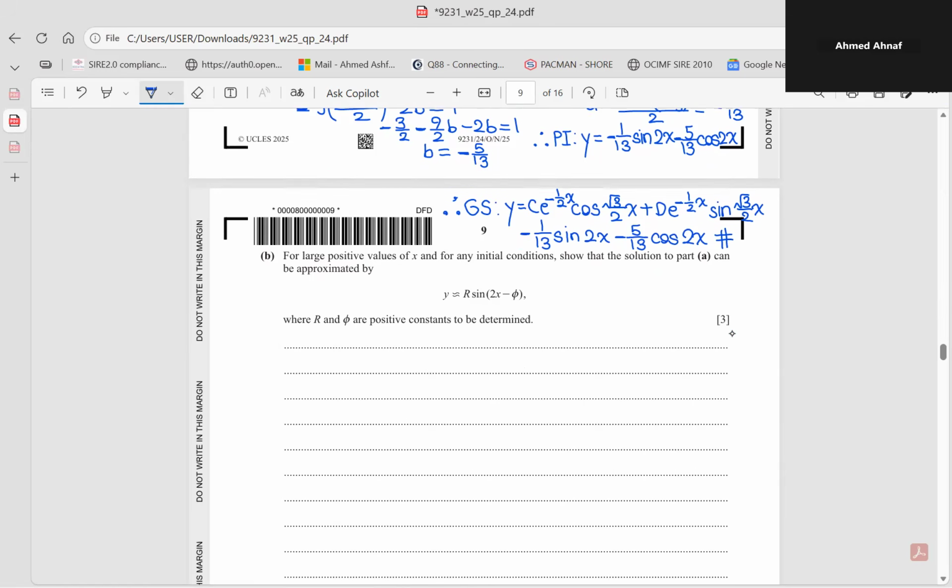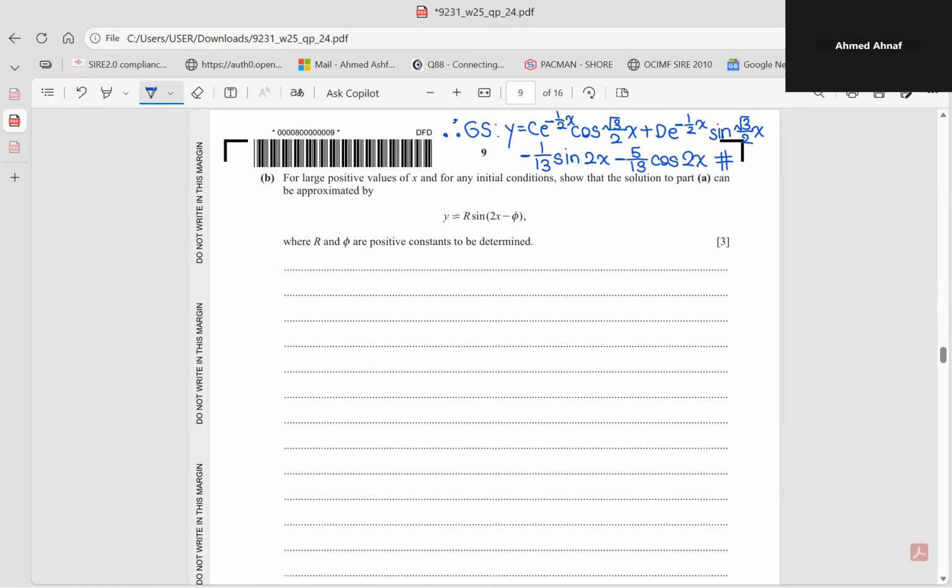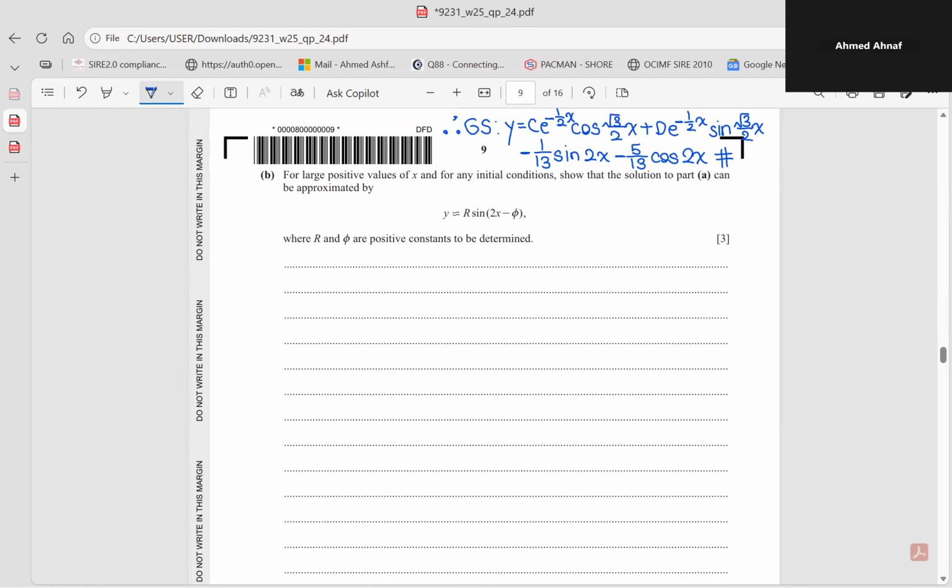Let's move on to the next part. For this second part, we are told that for large positive values of x and for any initial conditions, so the initial conditions don't matter, only that x has to be really large, we need to show that the solution to part A can be approximated by this expression, where r and phi are positive constants to be determined.